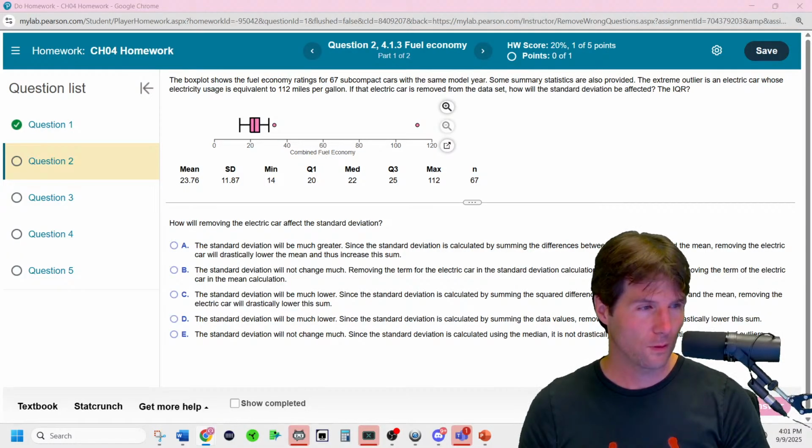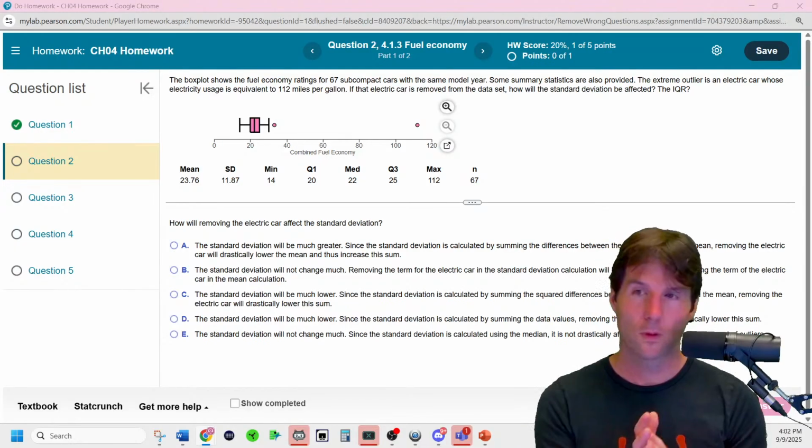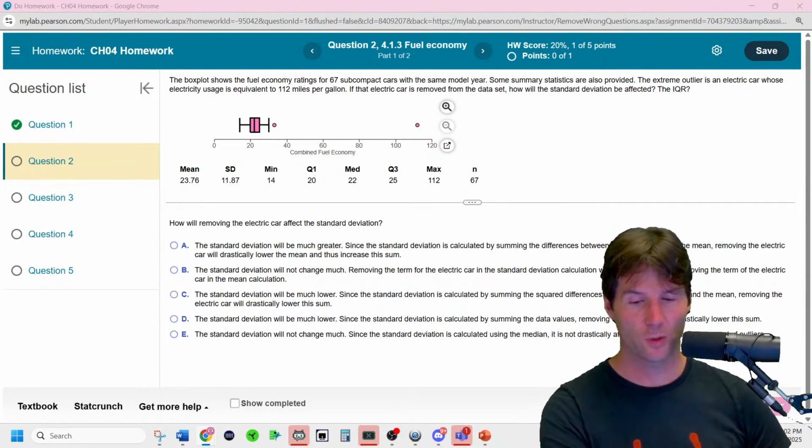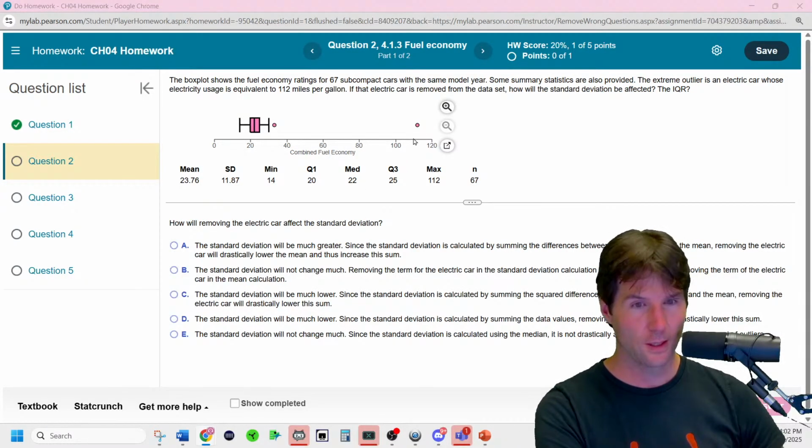Chapter 4, homework. Question 2. So we have a box and whisker plot here with an electric car getting crazy economy captured.